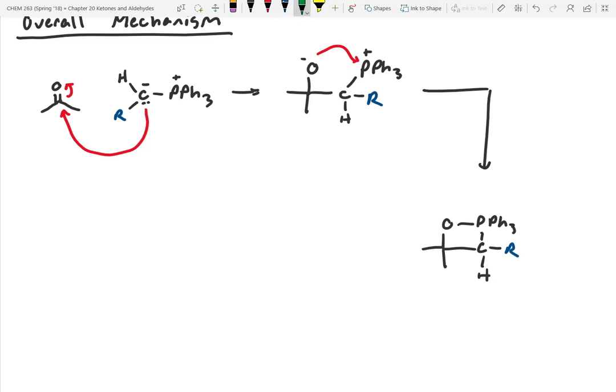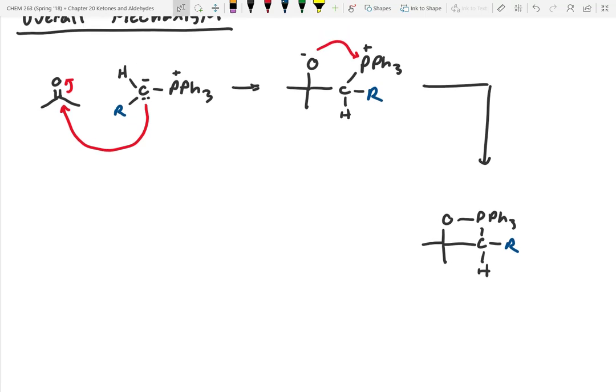And each of these intermediates has their own goofy name. The first one that we created was called a betaine. And then the bottom one, which is arguably more important, is called an oxaphosphetane. It's a mouthful. And I'm hoping I spelled that correctly.